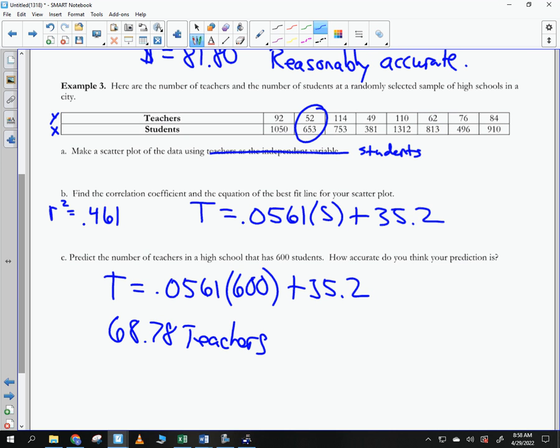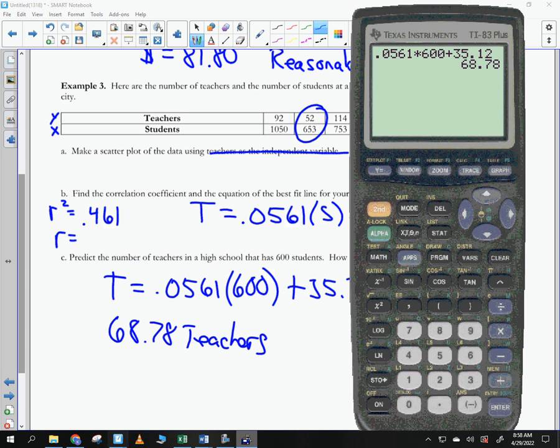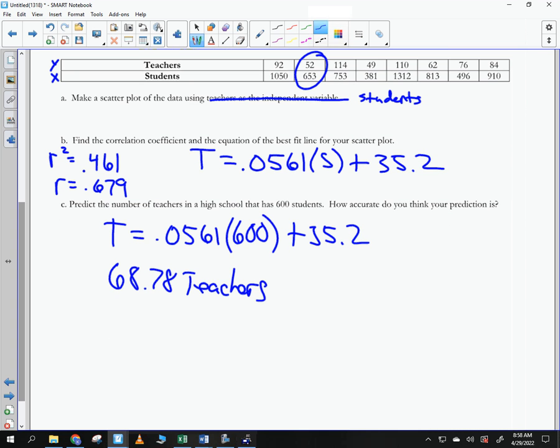Now, how accurate do you think your prediction is? Look at your r squared value. We're going to find r to find out how strongly our data is related. I take the square root of 0.461, and notice I get 0.679. That's not as strong as the last one, is it? So, how accurate do you think your prediction is? I would say somewhat accurate.